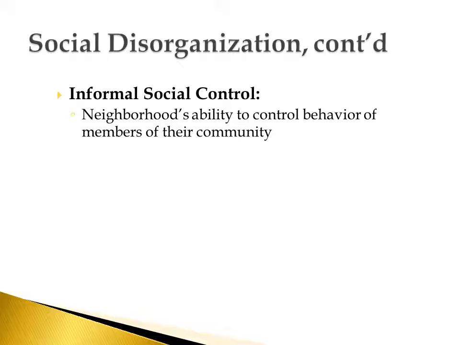According to Shaw and McKay, all those 3 reasons, population heterogeneity, poverty, and population mobility, were really the 3 main causal factors as to why a community would become socially disorganized. So this theory, social disorganization, is a theory about informal social control. The theory is saying that neighborhoods need to control each other. They need to control the people within them. And a neighborhood's ability to control the behavior of the members of their community is what's going to keep it low in crime.